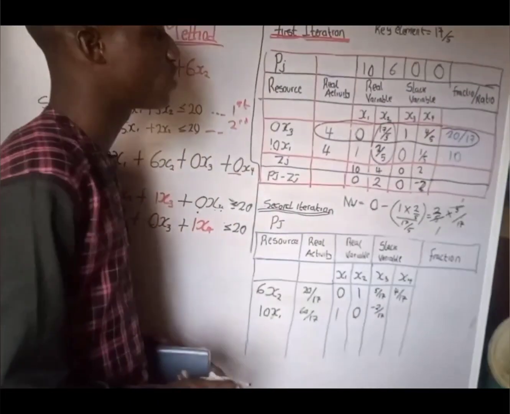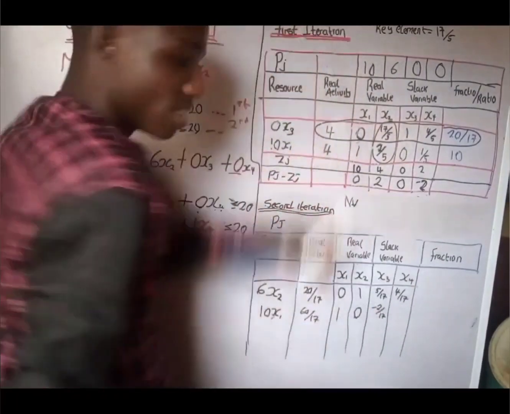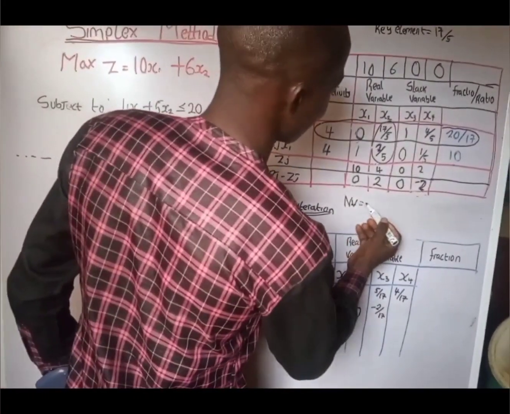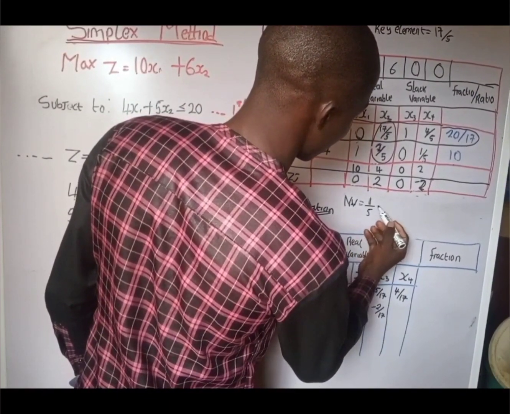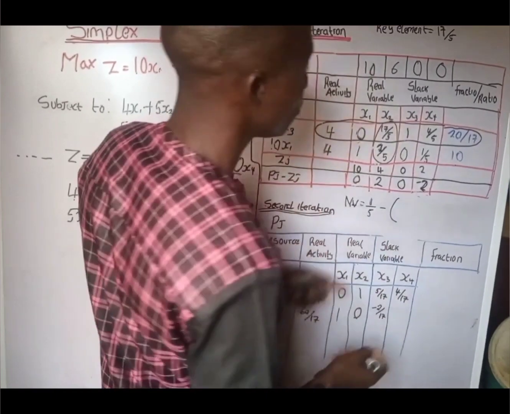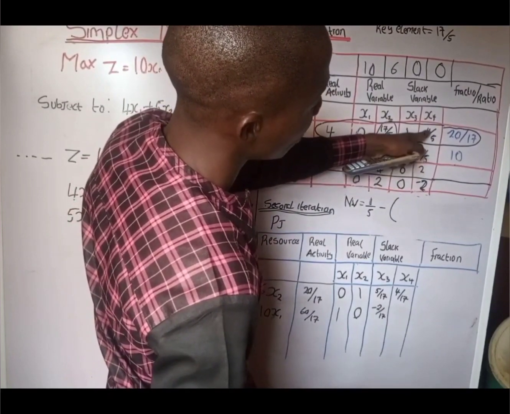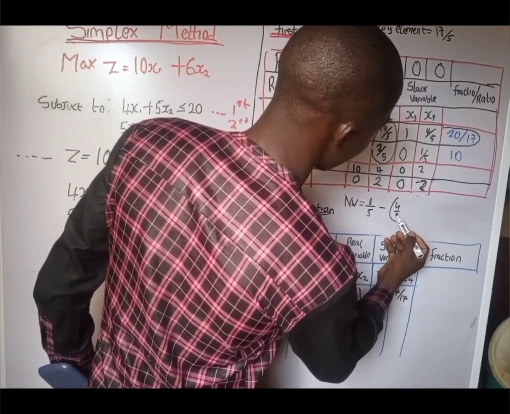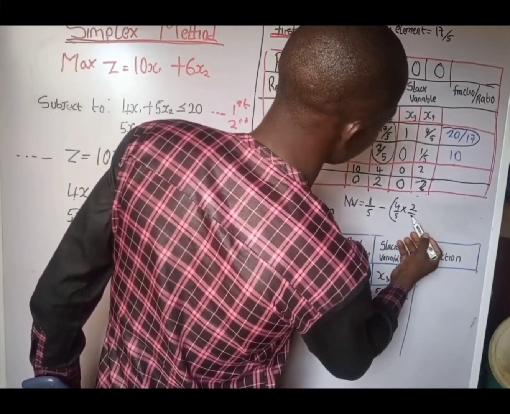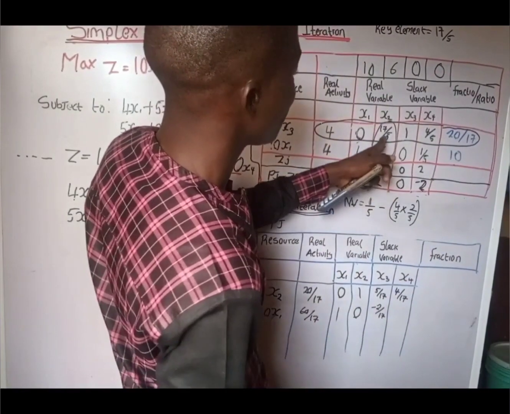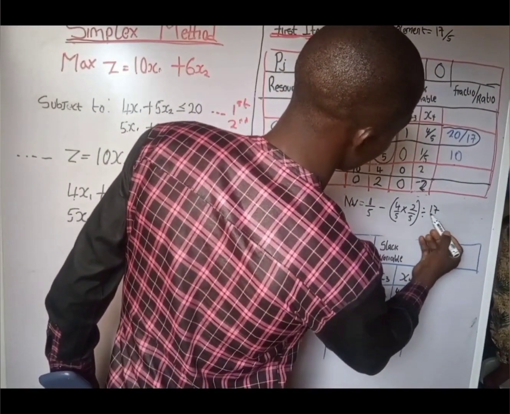Now let us get the new value for 1 over 5. The new value for 1 over 5 will be 1 over 5 minus the product of the corresponding key row element, which is 4 over 5, multiplied by the corresponding key column element, which is 2 over 5, divided by the key element. The key element is 17 over 5.